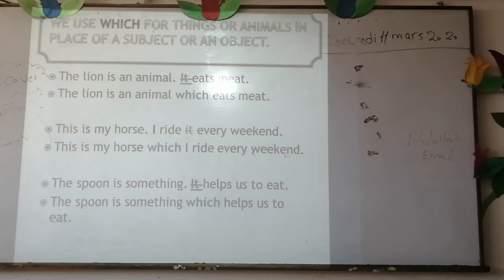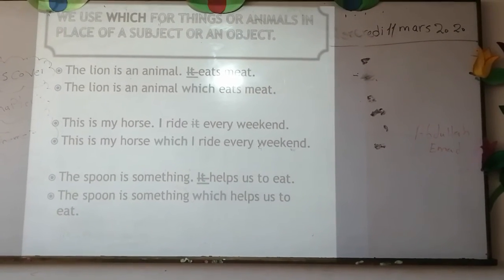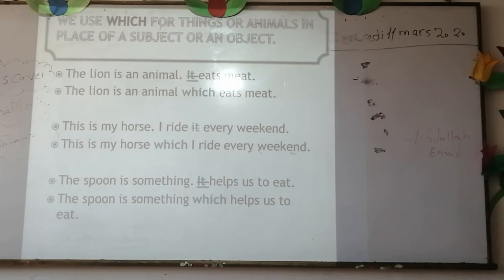Of course, I'm going to use which to refer to the lion. Number two, I'm going to cross it from the second sentence and use which instead. The lion is an animal which eats meat. I can't say the lion is an animal which it eats meat. No, that's not right.